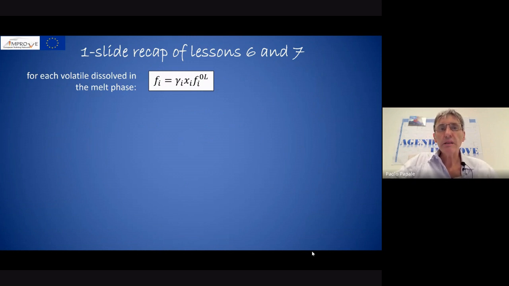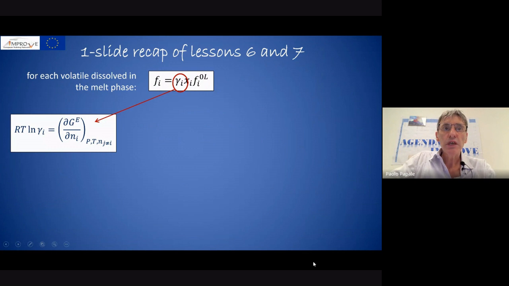From the analysis on volume and entropy of mixing, therefore, or the Gibbs energy of mixing, we found an expression for the activity coefficient of a component in a mixture, which relates to the partial molar excess Gibbs energy of the component. Therefore, in order to describe the activity coefficient, we need an expression for the excess Gibbs energy of the mixture. This will be, in fact, the content of this lesson.